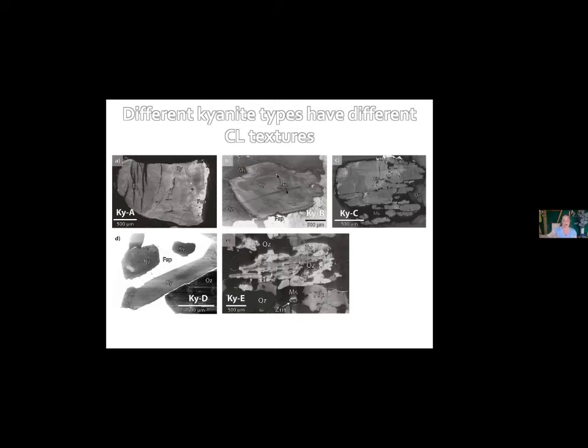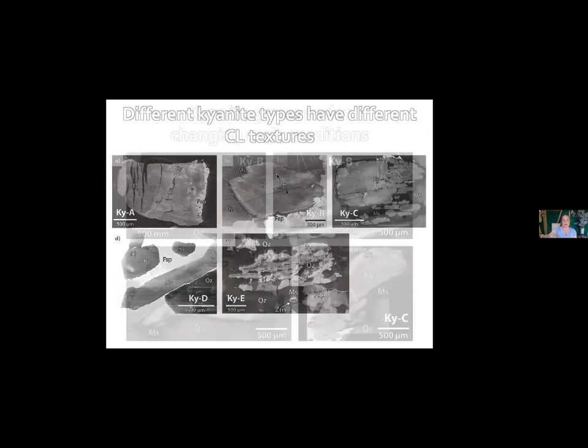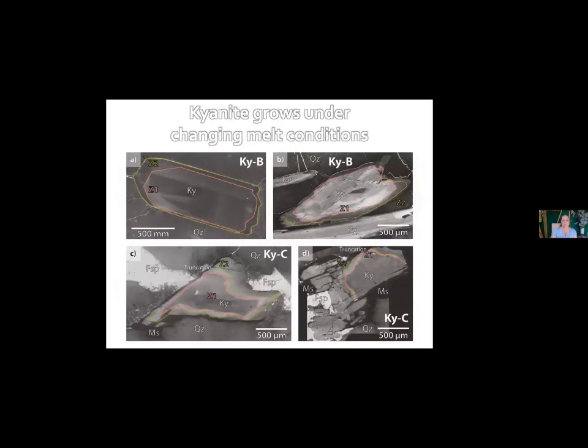I wanted to figure out what was causing these CL textures, because they're clearly recording changes as the grain is growing. And we have evidence where you can see growth zonation on the outsides of some of these grains. Sometimes it goes from bright to dark, sometimes from dark to bright, but you can often delineate these 2 different zonations in kyanite B and kyanite C grains, which are the ones that are found in the melt, so we think that that's reflecting changing melt conditions.